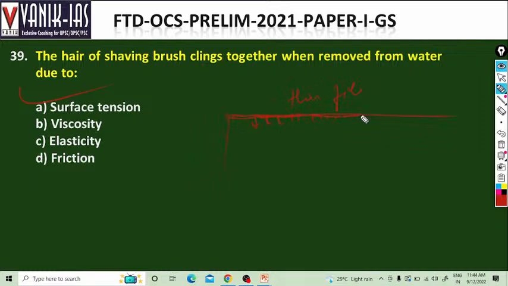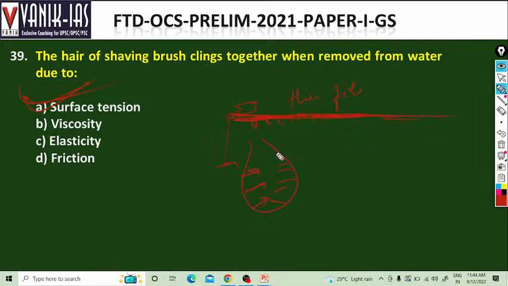Because of that film, if a leaf falls from a tree, it will float on the water for some time. Because the upper layer behaves like a film, it's not just water, that is called surface tension. The major property of surface tension is to occupy minimum surface area.